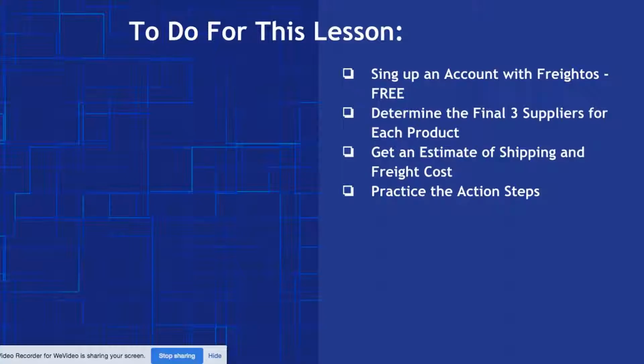So to do for this lesson, guys, sign up with the free Freightos account, and then do this exercise in this video. Watch this video, do this exercise, determine the final 3 suppliers for each of your products, then get an estimate of shipping and freight cost. Then practice the action steps in this video.